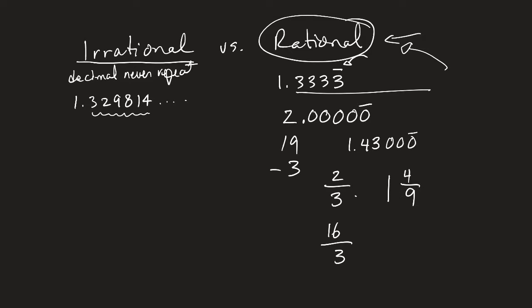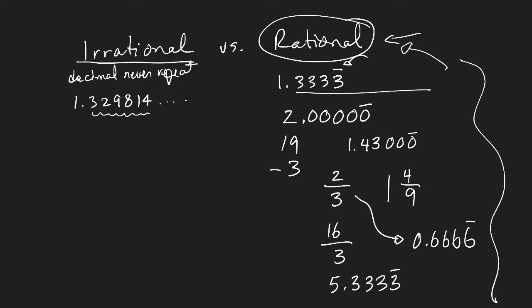If you were to actually take something like 2/3 and divide it, you'd get something like 0.6666, and that would repeat on forever. 16/3, you divide that, it'd be 5.333, and that would go on forever. So those are rational numbers.